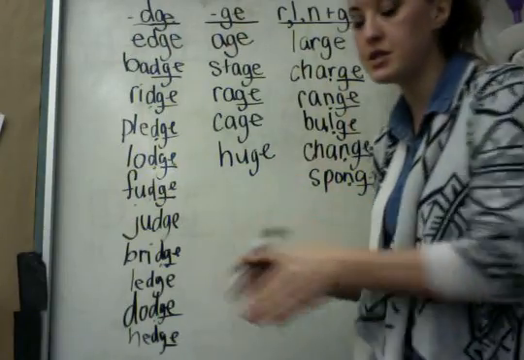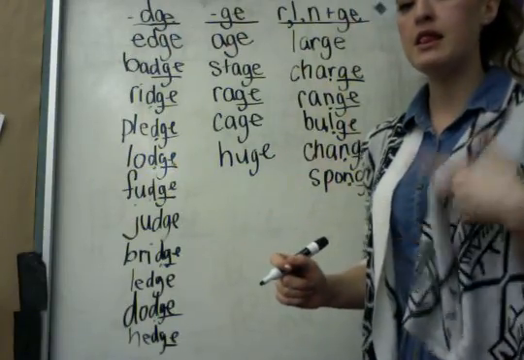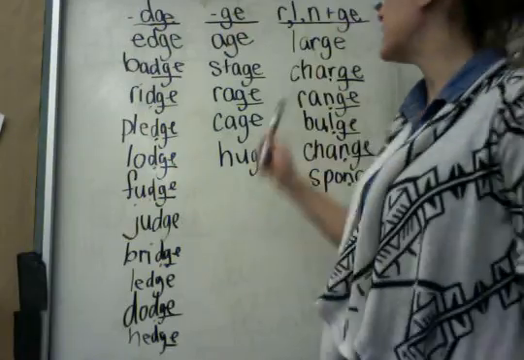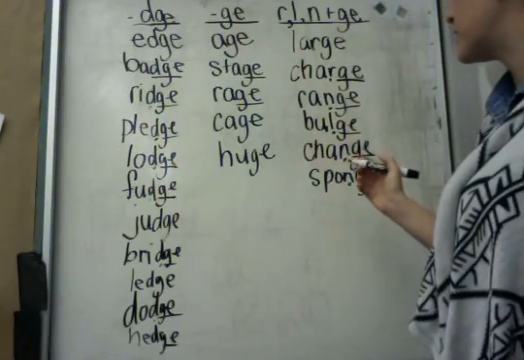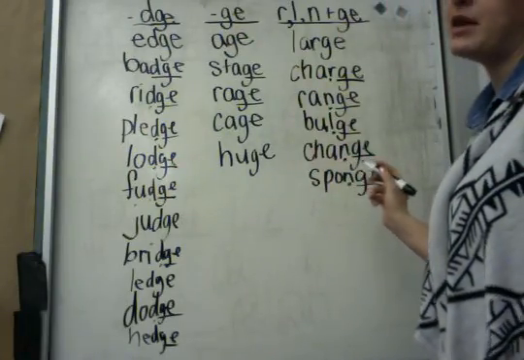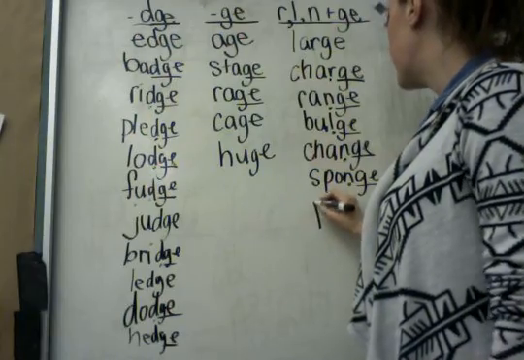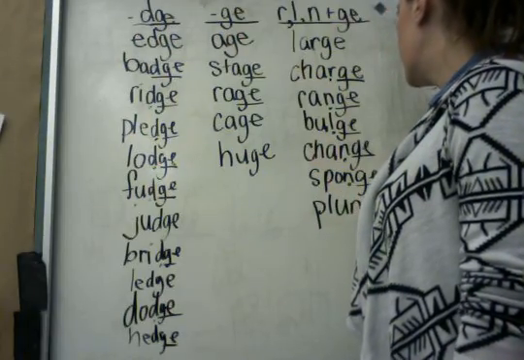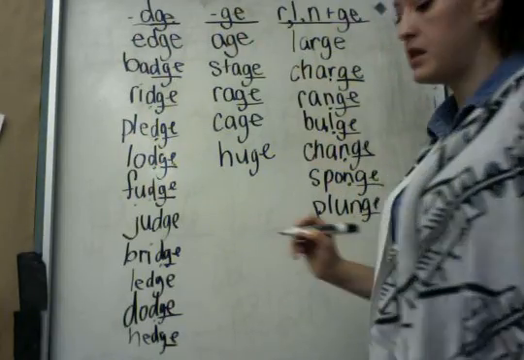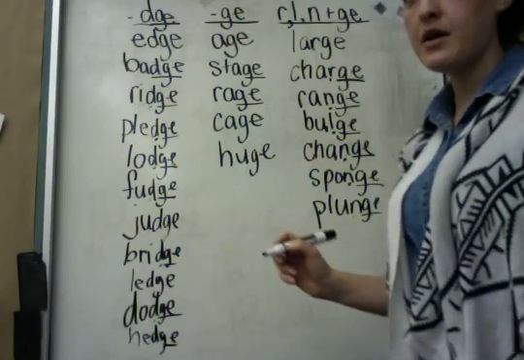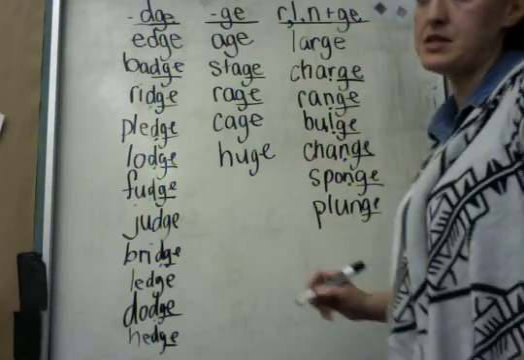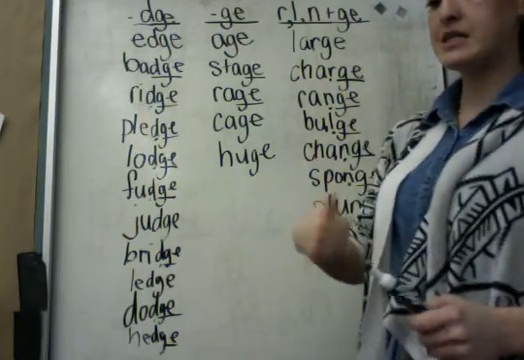Our next word is the word plunge. Like I'm going to plunge into the water. I hear and see that N in front of the G-E sound. So plunge is going to go under our third column. Plunge.